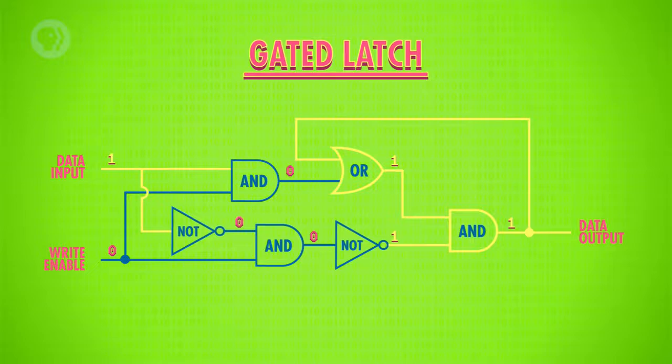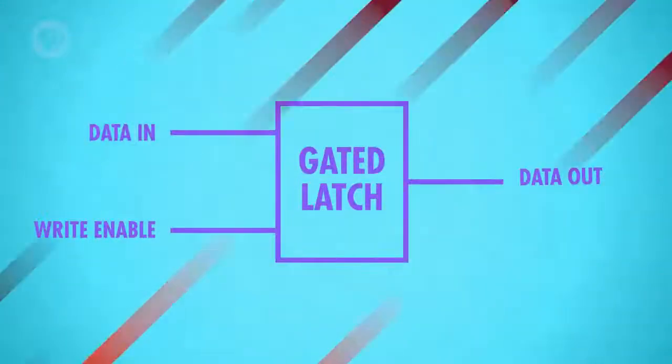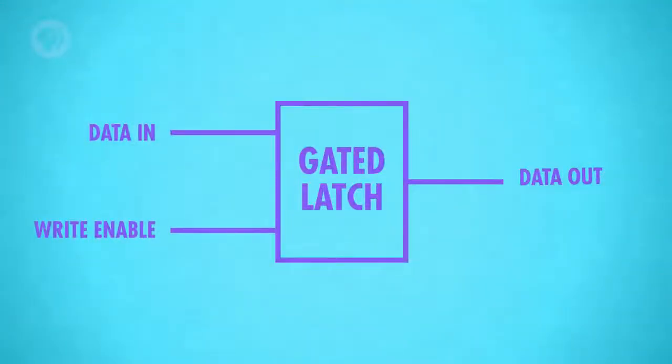Now this circuit is starting to get a little complicated. We don't want to have to deal with all the individual logic gates, so as before, we're going to bump up a level of abstraction and put our whole gated latch circuit in a box that stores 1 bit. Let's test out our new component. Let's start everything at 0.